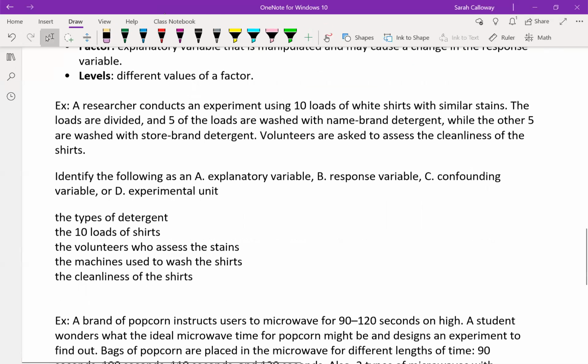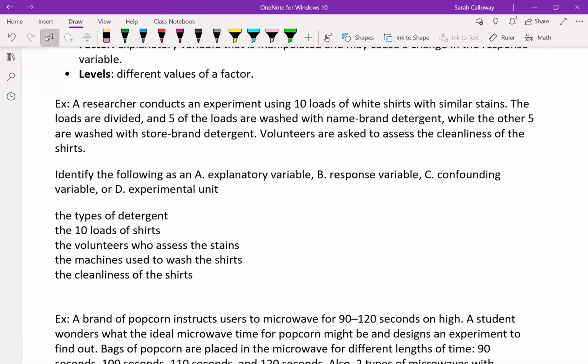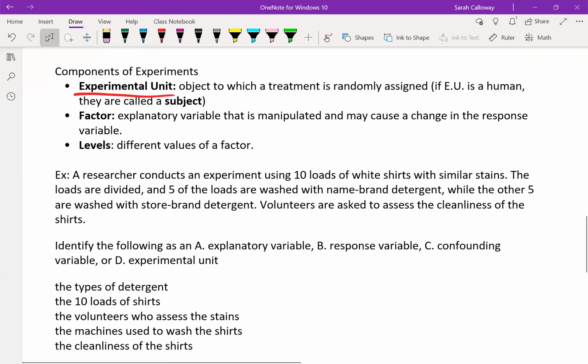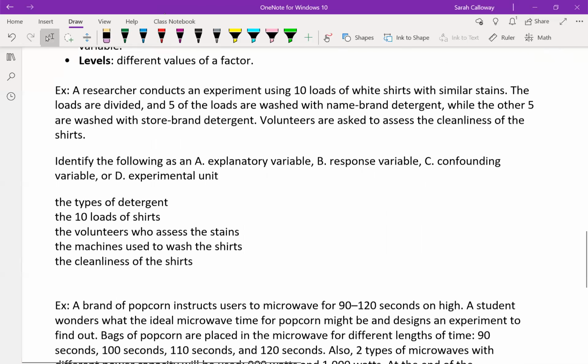So in this next example, we're going to identify the different variables and the experimental unit. So let's start with the experimental unit. The experimental unit is the object on which the treatment is applied. A researcher conducts an experiment using 10 loads of white shirts with similar stains. The loads are divided and 5 of the loads are washed with the name brand detergent. So the 10 loads of white shirts with similar stains, that's the experimental unit, right? That's what our treatment is being applied on. So our experimental unit, which is D here, is the 10 loads of shirts.